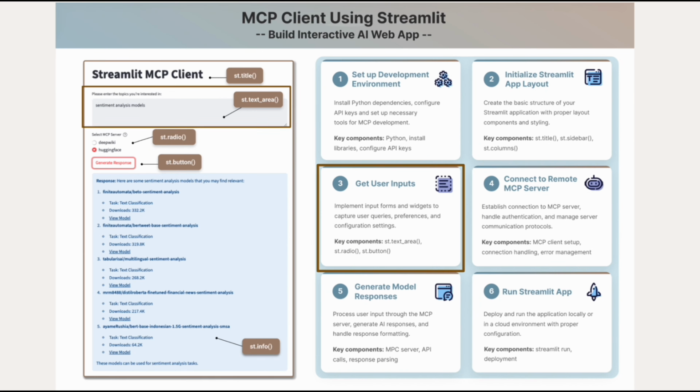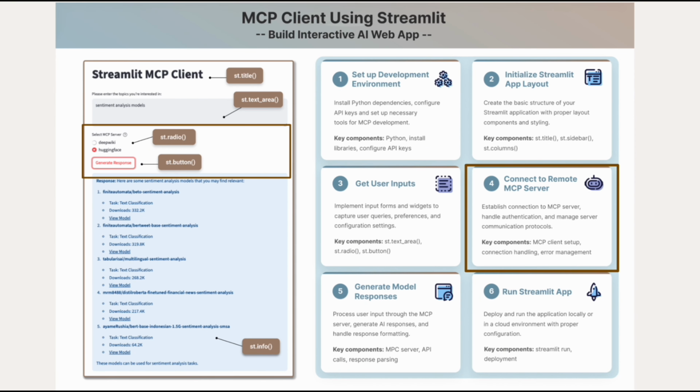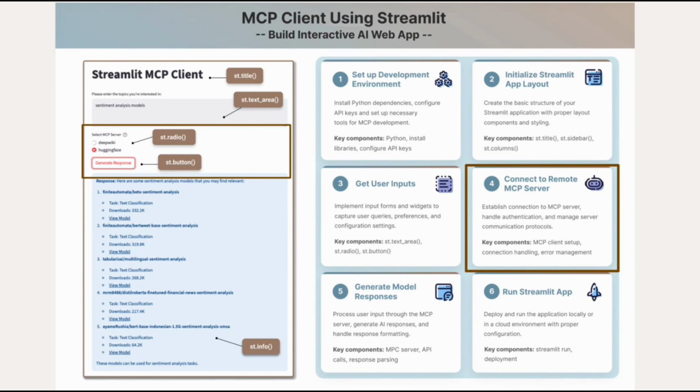Then we have the createMCPServerDropdown function. This gives users flexibility to choose from different MCP servers. It defines a dictionary of available MCP servers, mapping a label like DeepWiki or Hugging Face to its corresponding URL. Streamlit's st.radio widget displays these options as radio buttons for users to select from. This function returns both the selected server's label and its URL, which are required for generating model responses.